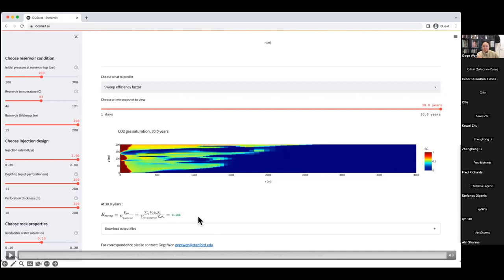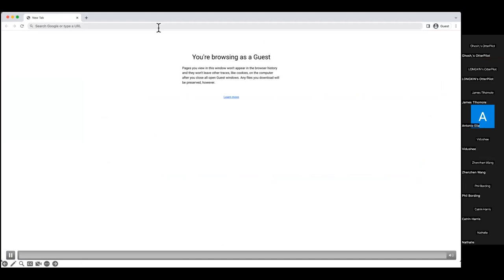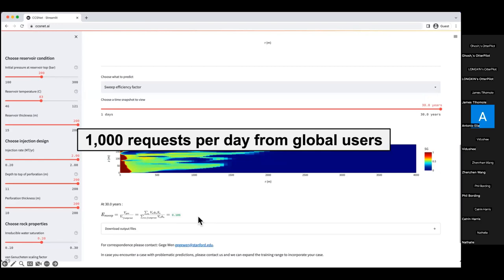So from this web application, you can calculate the gas saturation plume and pressure buildup in the reservoir that typically would take about half an hour, a couple of hours using a numerical simulator. And we're getting 1,000 requests per day from global users currently without much of a promotion.